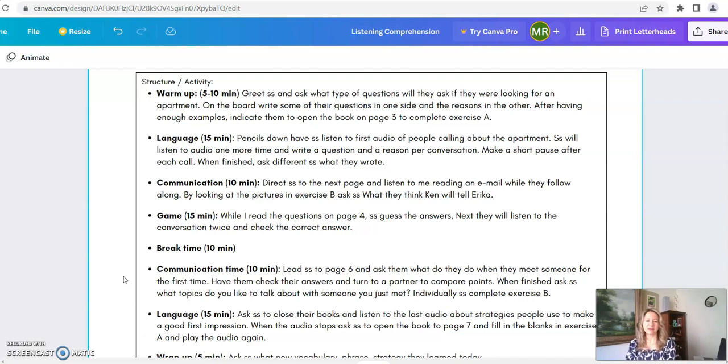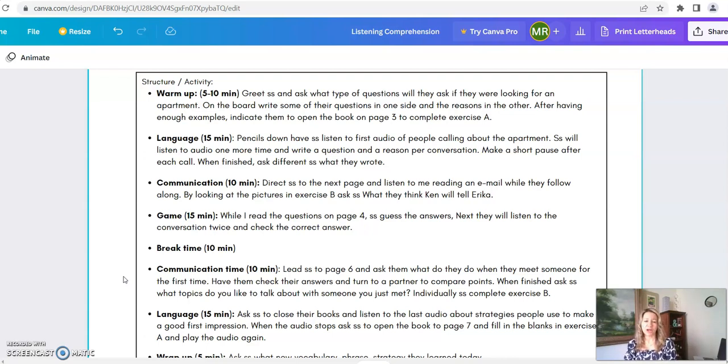Next, we have the language skills, which is going to take 15 minutes. We're going to put pencils down and have students listen to the first audio. It's going to be about people calling about the apartment. There are going to be 4 or 5 conversations. Then students are going to listen to the audio one more time and write a question and a reason per conversation in their workbook.